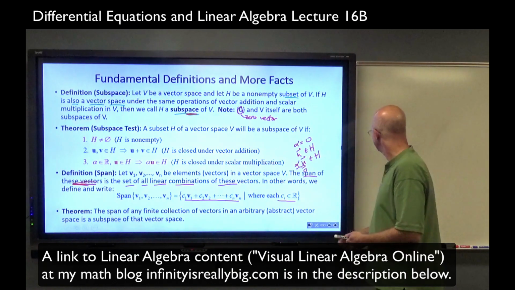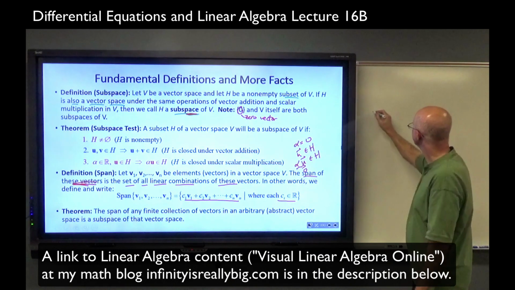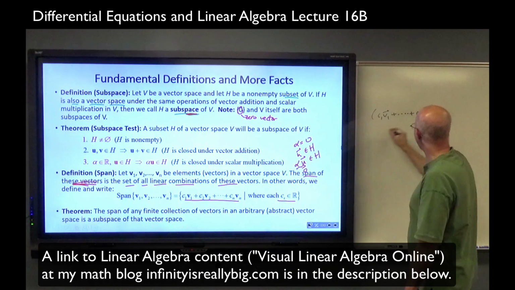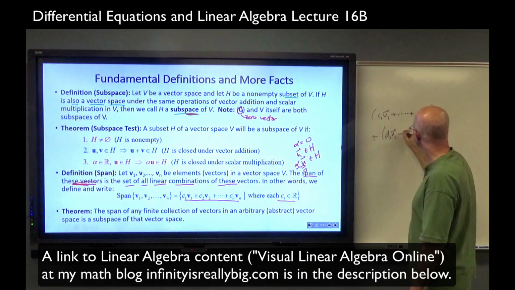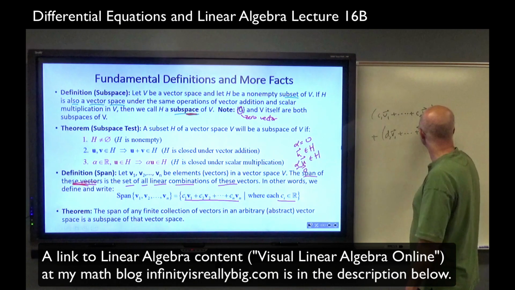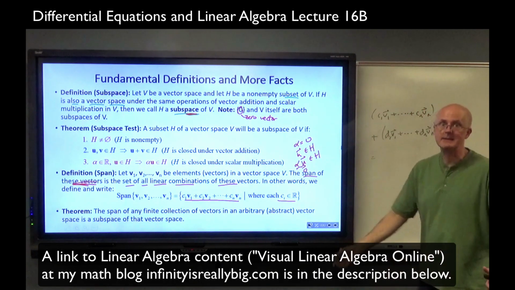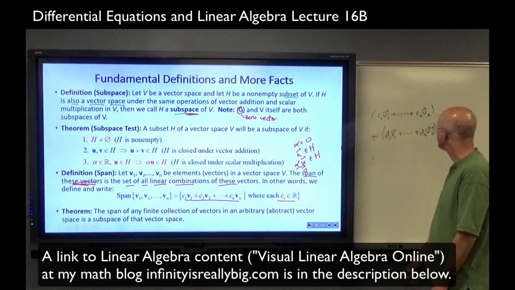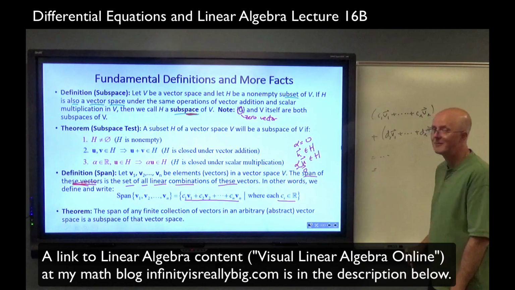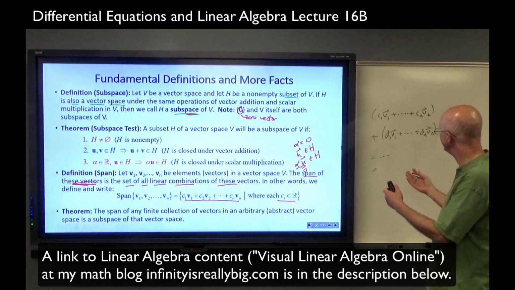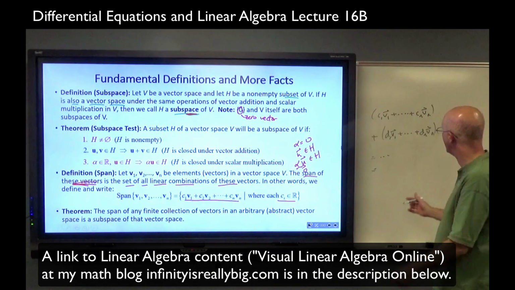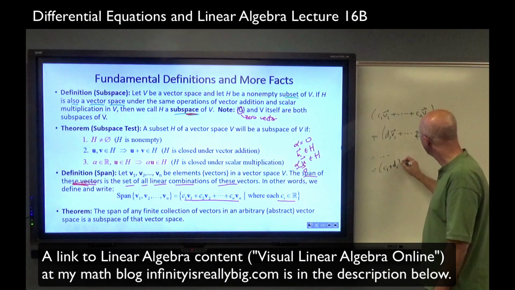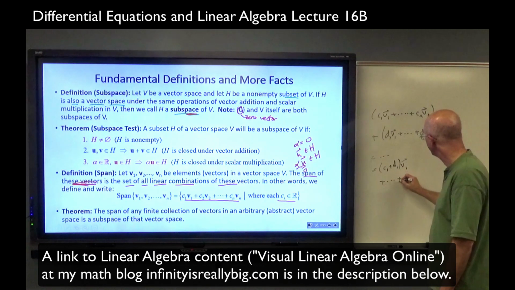That's trivial. Is it closed under vector addition? Take an arbitrary combination like this and add it to another arbitrary combination like this. The question is, is the sum a similar kind of arbitrary combination? If it is, then it's going to be closed under vector addition. And after some work with axioms of the vector space, like associativity, like commutativity, like the distributive property, in between, you would be able to show that this sum can be written this way.